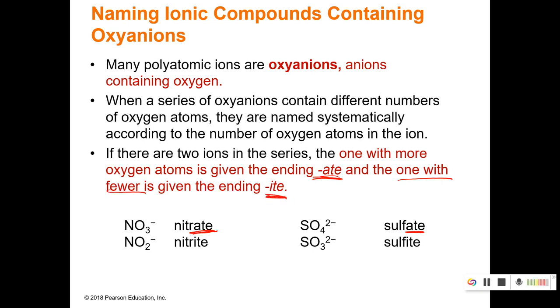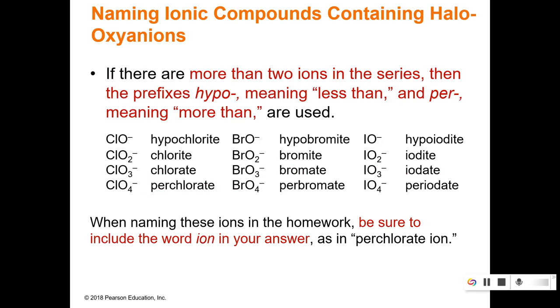So ATE is not a set number. Neither is ITE, but the ITE is one less than the ATE. And look, the charges stay the same. The only thing that's changing is how many oxygens there are from ATE to ITE. As far as the prefixes go on polyatomics, hypo means less than, and per is going to mean more than. So hypochlorite has one less oxygen than chlorite. Perchlorate has one more oxygen than chlorate.